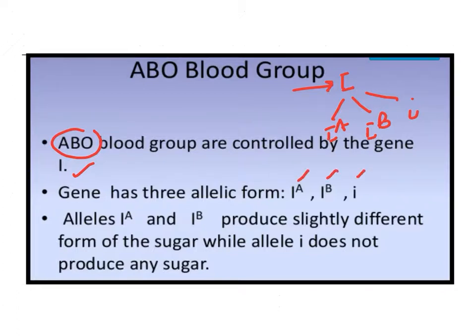Here IA and IB both exhibit different forms of sugar on the RBC. जो IA और IB है बेटा, वो different forms of sugar को express करते हैं RBC के surface पे, while i does not produce any kind of sugar. So I is a gene which is controlling the blood group, and it has three alleles, IA, IB, and i. A and B produce different types of sugars, while i does not produce any sugar.